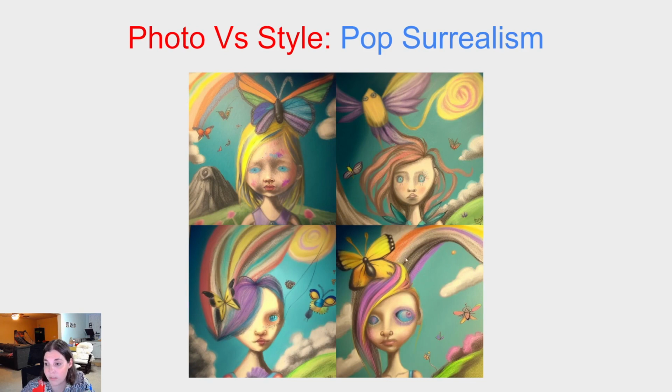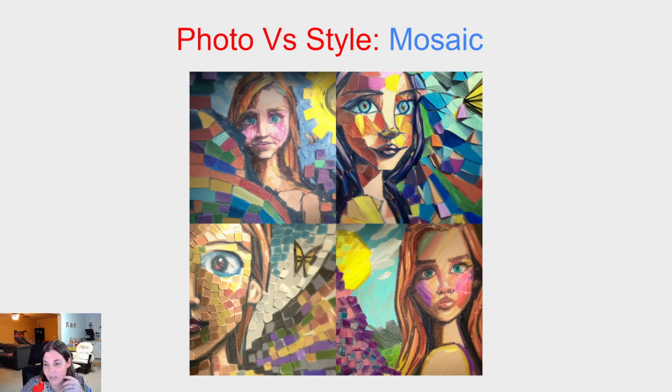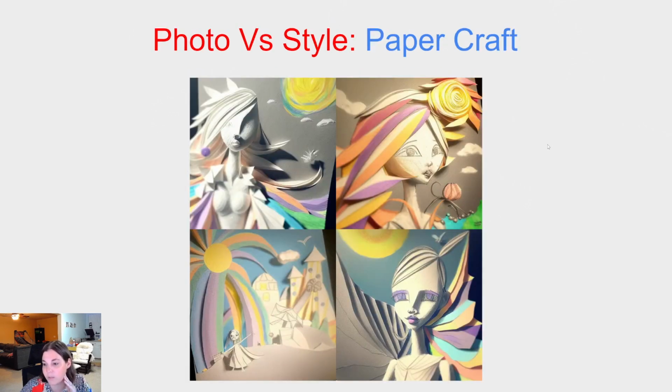The next prompt is pop surrealism. This one was definitely a little bit funky, but you can see the rainbows in here, the sun. Patchwork was really interesting. I wanted to see how that would work with the drawing, and it actually came out pretty interesting. Mosaic, kind of a similar feel to patchwork, but this bottom or top right here, in my opinion, is just really killer. Papercraft is another one that's been floating around.